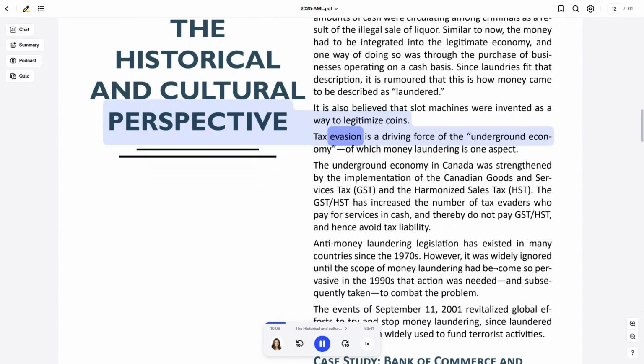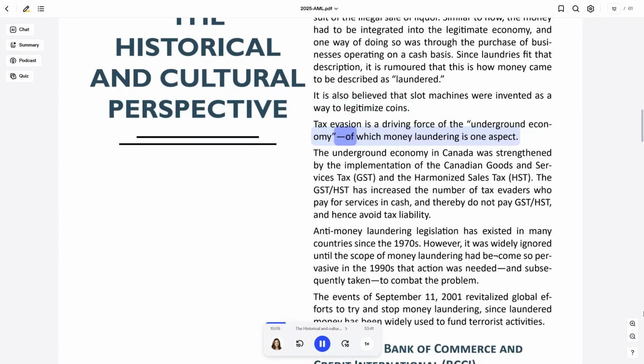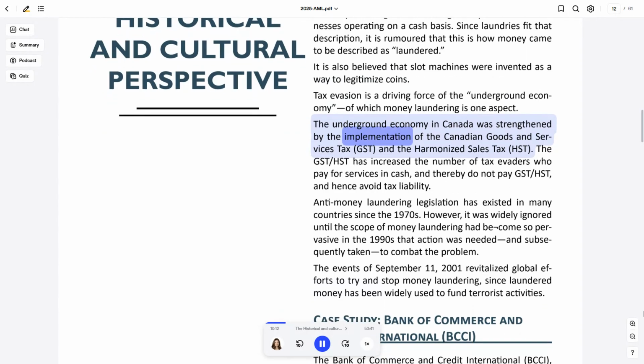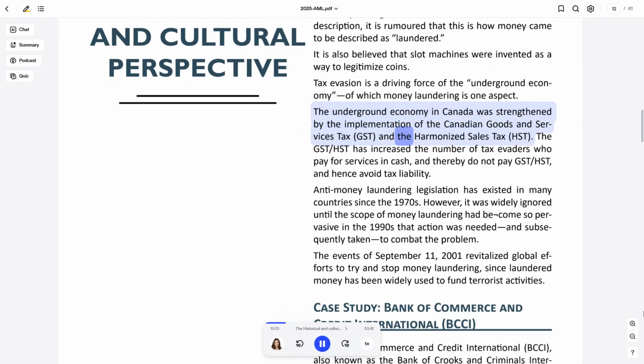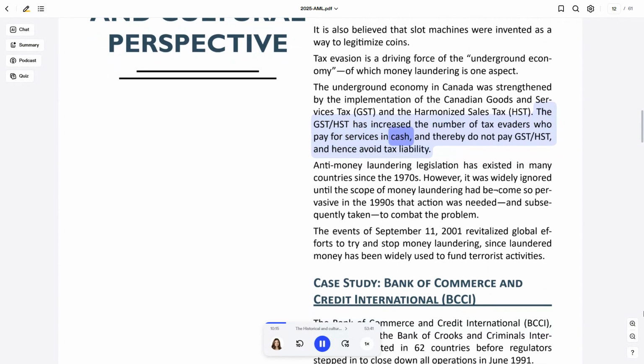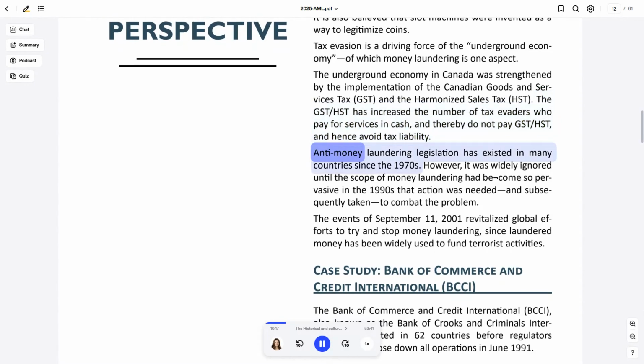Tax evasion is a driving force of the underground economy, of which money laundering is one aspect. The underground economy in Canada was strengthened by the implementation of the Canadian Goods and Services Tax, GST, and the Harmonized Sales Tax, HST. The GST-HST has increased the number of tax evaders who pay for services in cash, and thereby do not pay GST-HST, and hence avoid tax liability.